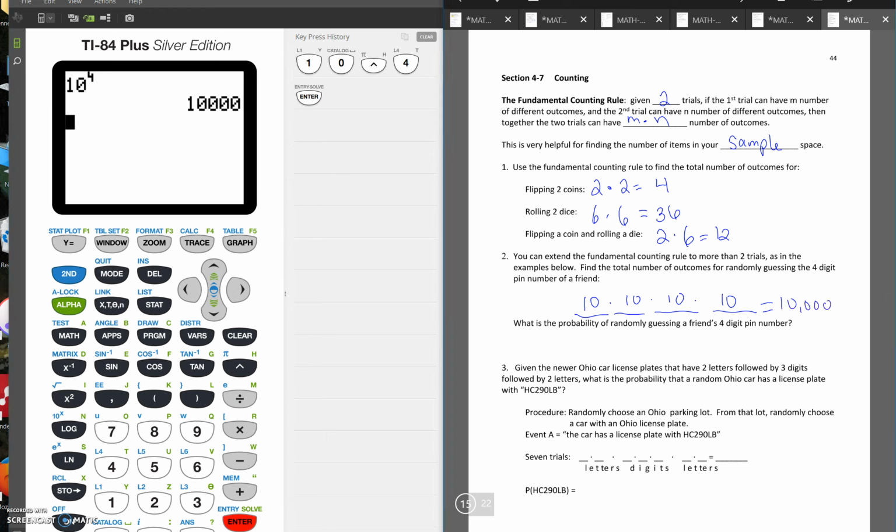So randomly guessing it, if you were just guessing one number, you'd have a 1 out of 10,000 chance of getting that PIN number correct.